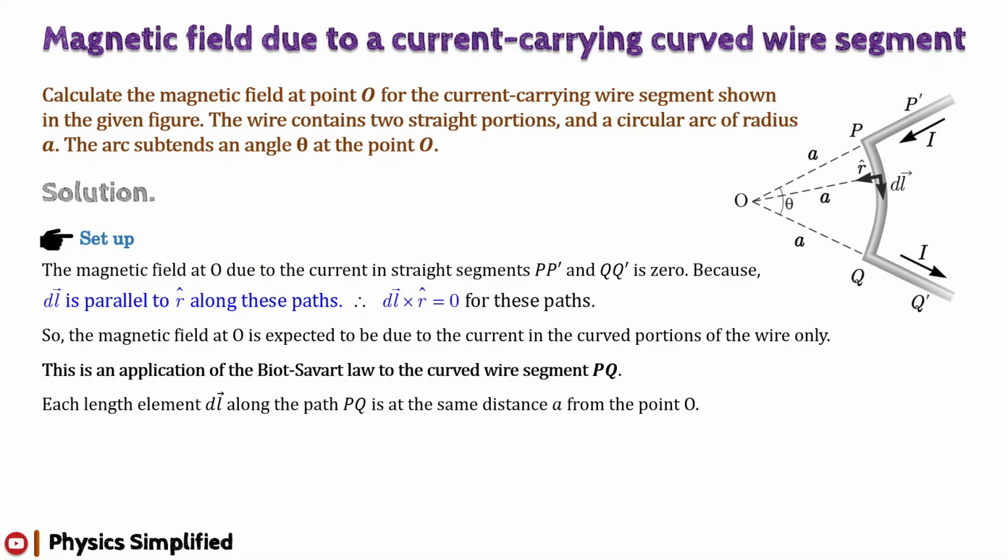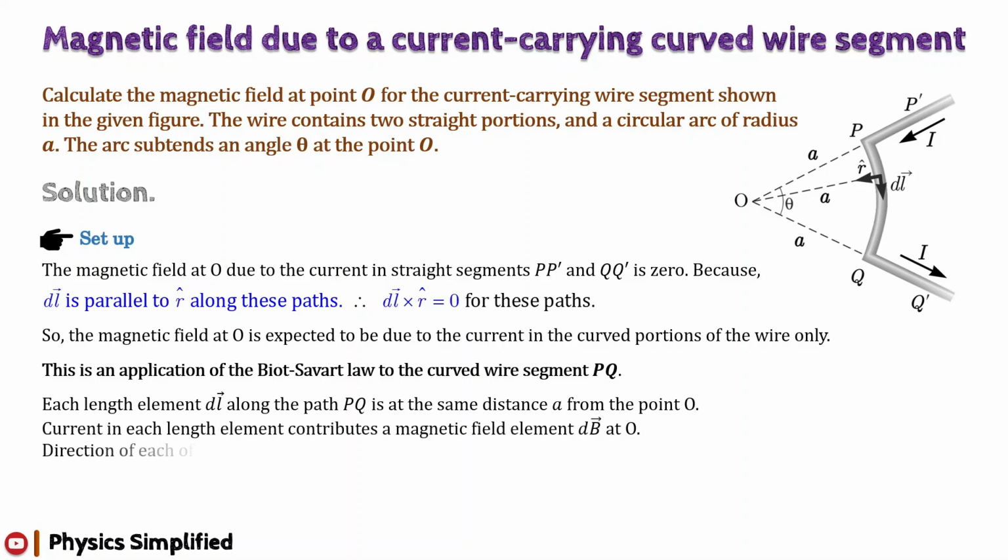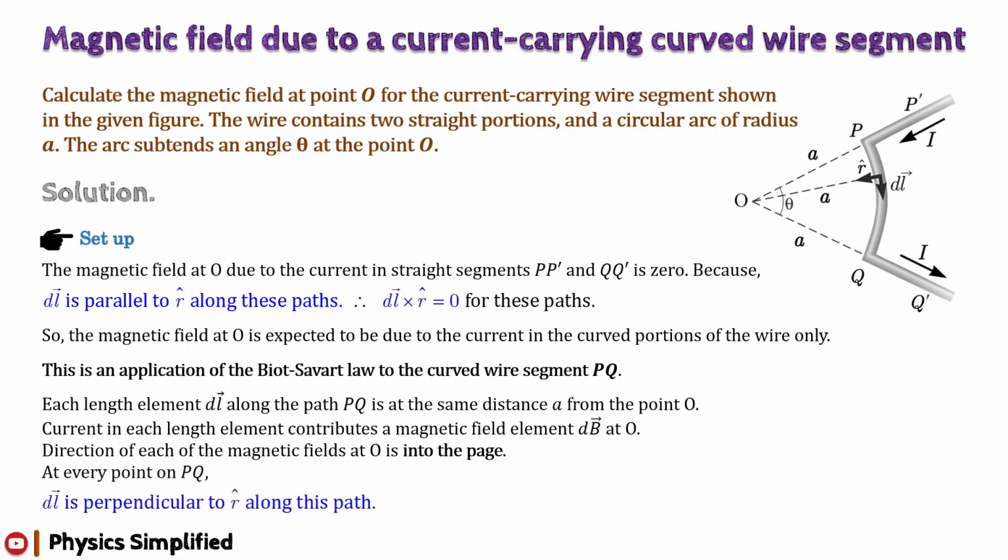Current in each element contributes a field element, vector dB, at the point O, directed into the page. The direction of the field can be obtained by using the right-hand rule of the cross product for vector dl and r hat. We also find that every point on PQ, the length element vector dl, is perpendicular to r hat. So, we find the magnitude of the cross product of vector dl and r hat to be equal to dl.